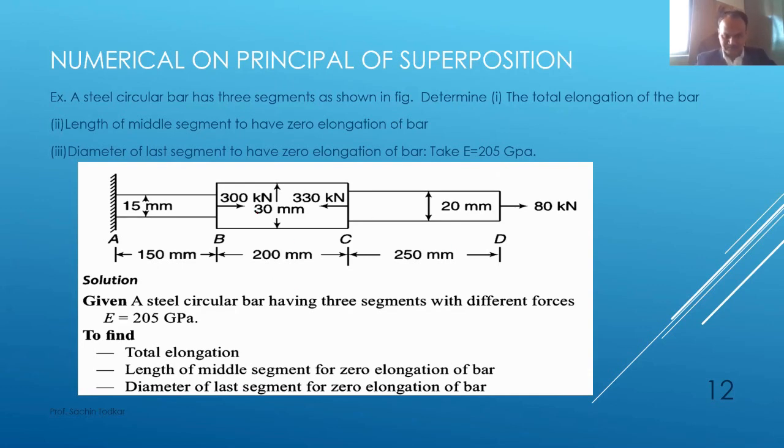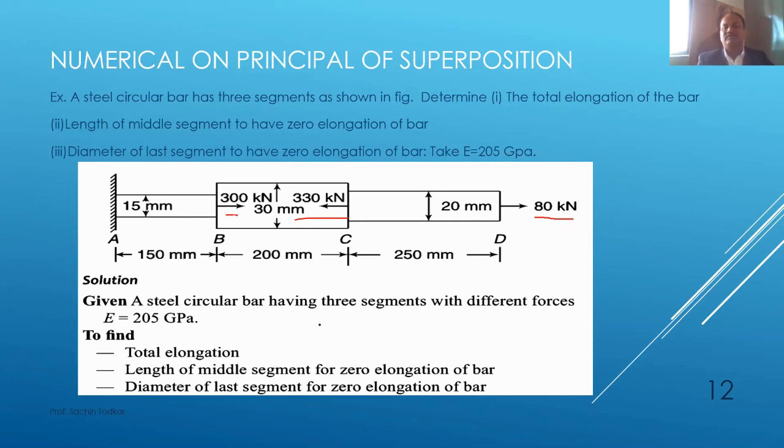What is given in this example? A steel circular bar with varying cross section is given, with diameters 20, 30, 15. There is a force system: 80 kilonewton force is given here, 330 kilonewton in the opposite direction, 300 kilonewton in the pulling direction. So how are we going to solve this type of numerical? The value of E is given, 205 GPa.